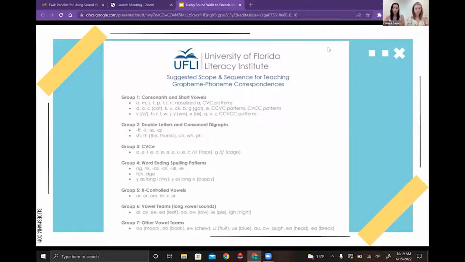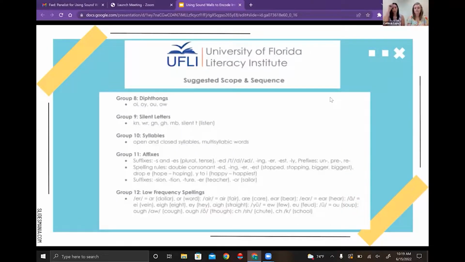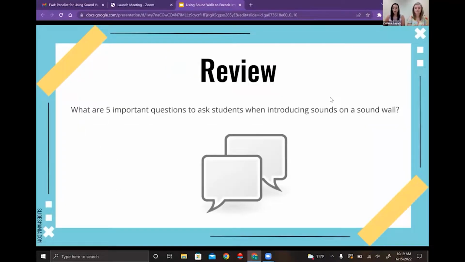But if you take a look at this, group one, starting with your consonants and your short vowels, and then moving on to different rules such as the floss rule, your consonant digraphs, and then it progresses onto the more difficult grapheme-phoneme correspondences as you go down. So this is just a great resource to use. And again, this is just more, and it shows how you progress down.